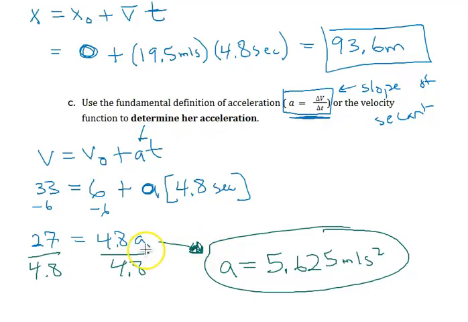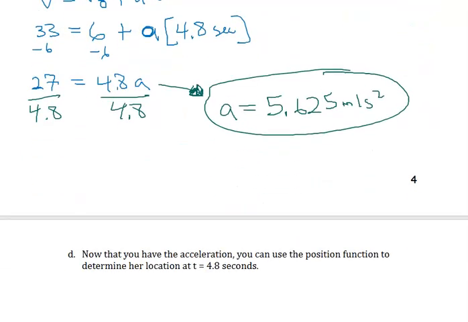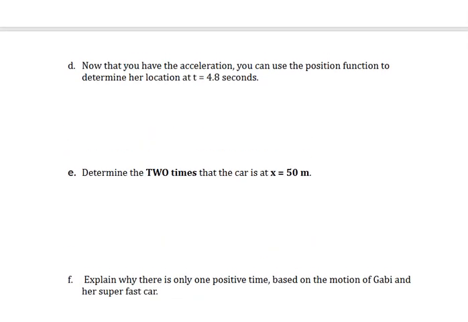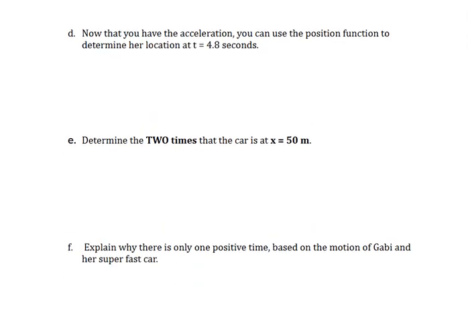Okay. If you divide that by that, you get 5.625. It's positive because she is speeding up going forward. Okay, so now that we have the acceleration, you can use the position function to find out where she is because now we have everything in the position function.